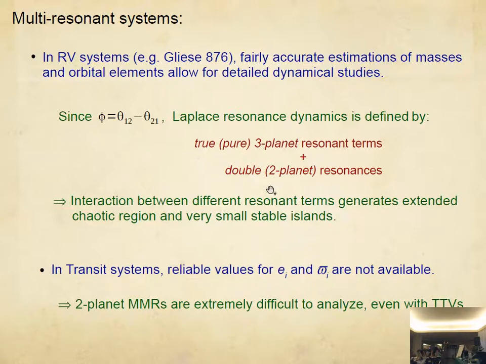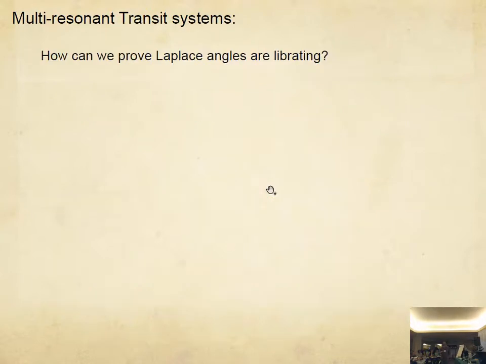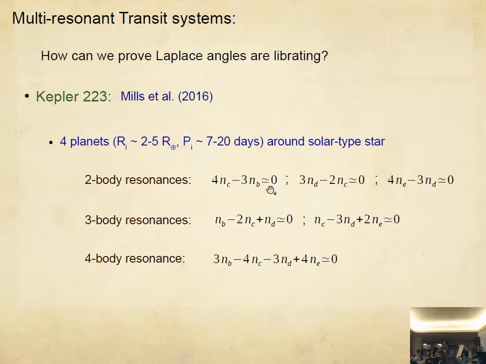What can we do for transit systems? Okay. Once again, reliable values for the eccentricity and longitude of pericenter are not available. So if you want to study two-planet resonances, it's very difficult, even with precise values of TTVs. So the question is, can we do better for three-planet resonances? So is there a certain way that we can prove that the Laplace angles are librating in transit systems? And the answer is yes. And this is a very interesting paper by Mills et al. for Kepler 223. Again, four planets, not surprisingly, you have 3 two-body resonances, 2 three-body resonances, and 1 four-body resonance.